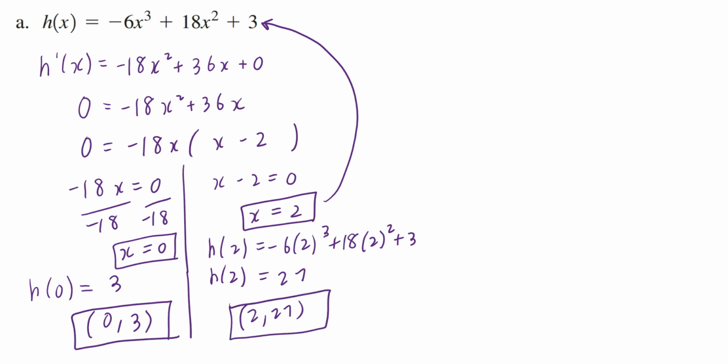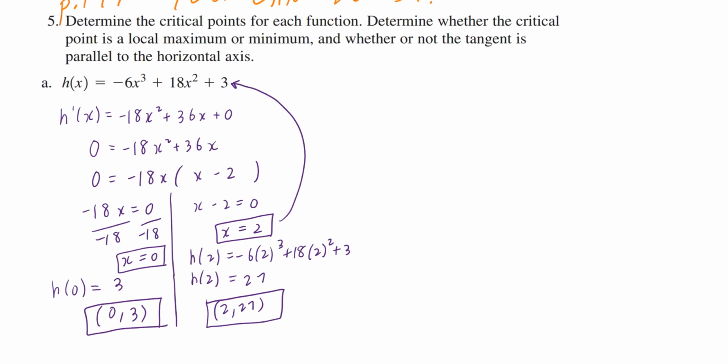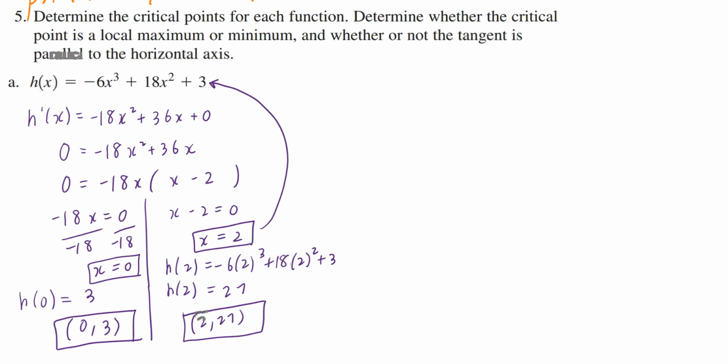Now, don't forget the second part of the question here. It's not just determine the critical points, but also determine whether the critical point is a local maximum or minimum. Again, there are a couple ways of doing this. You can use the first derivative test, or the second derivative test, or you can use the skills of graphing a polynomial. I'm just going to show you one method here, and again, there are many ways of doing this. I'm going to show you something called the second derivative test.